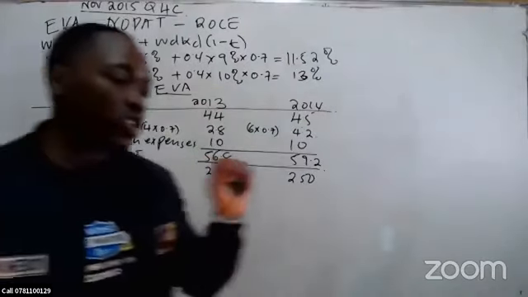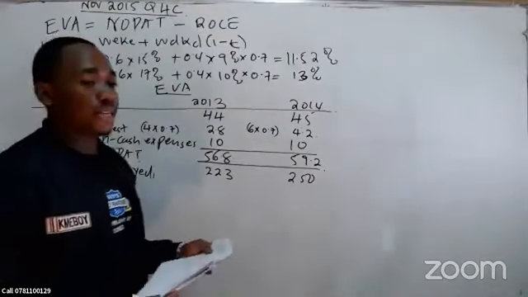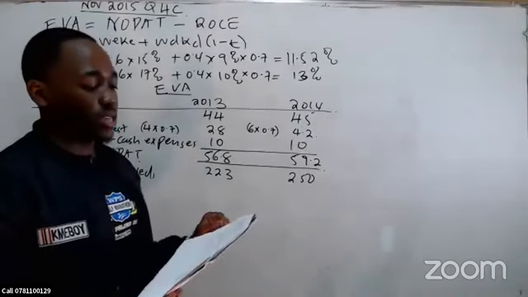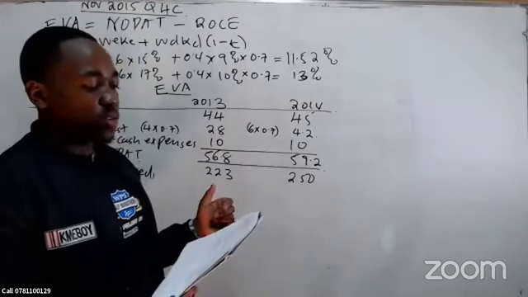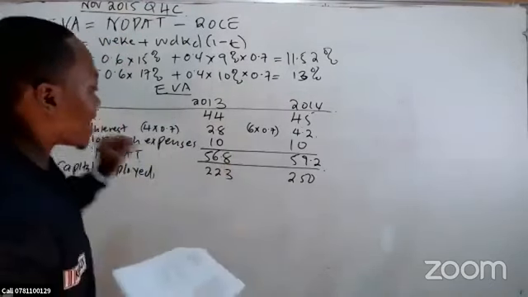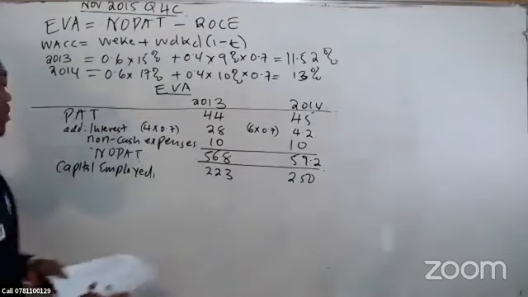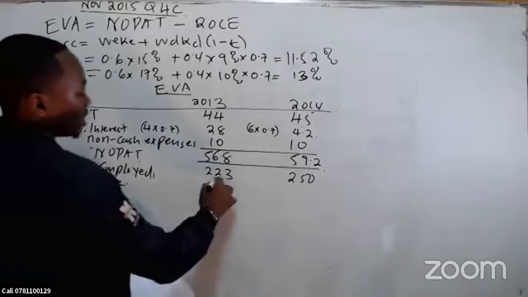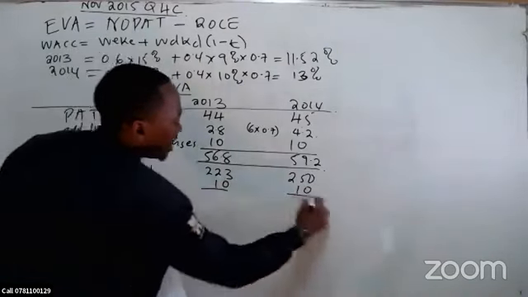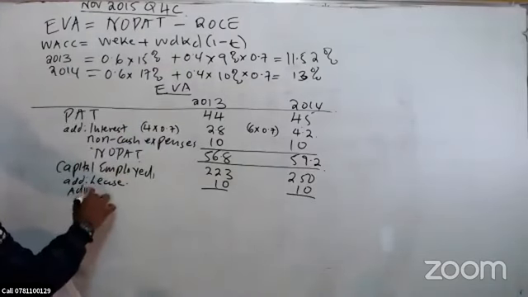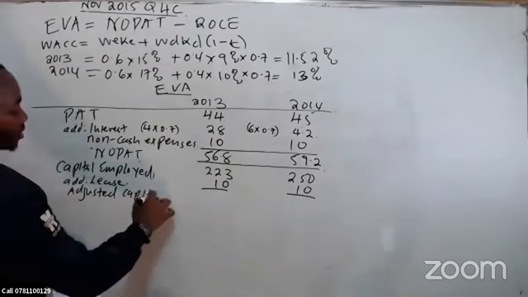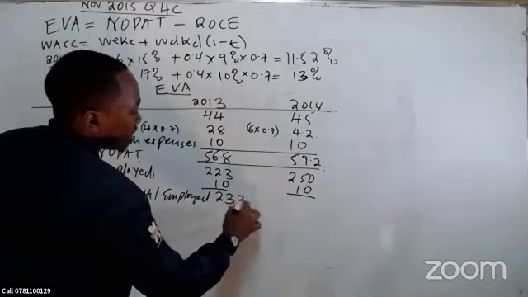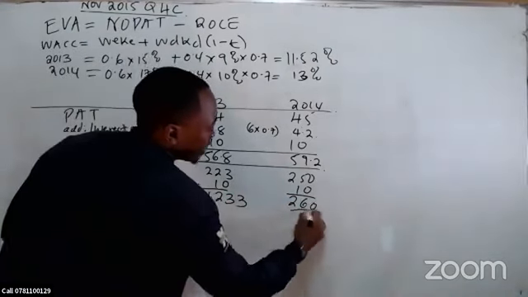Now let's go back to additional information number 1. You were told that Joshua Limited had non-capitalized lease of 10 million in each year for 2012 and 2013. So that means you have to capitalize it. So you add the lease, and the lease was 10. So now the adjusted capital employed is 233, and this one is 260.